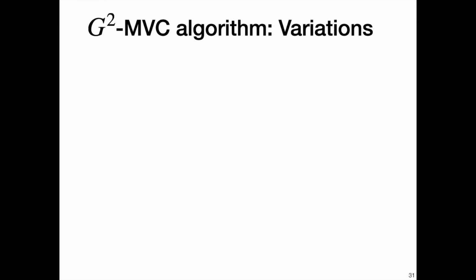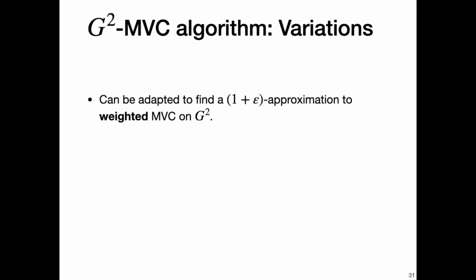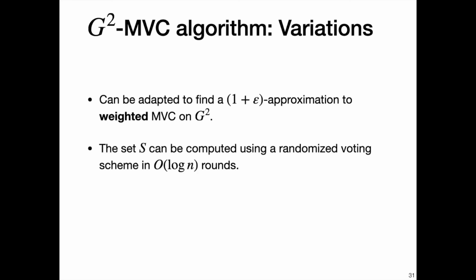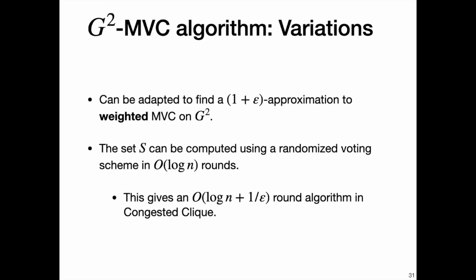We show some variations of this algorithm. First, we show how to adapt the algorithm to weighted vertex cover by bucketing the weights. And second, we show that the set S can be computed using a randomized voting scheme in log n rounds, which gives us a log n plus 1 over epsilon round algorithm in the congested clique model.